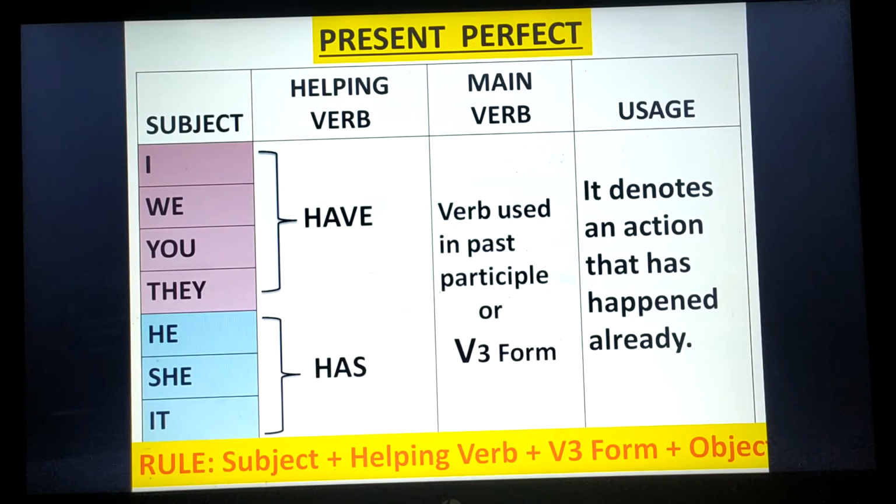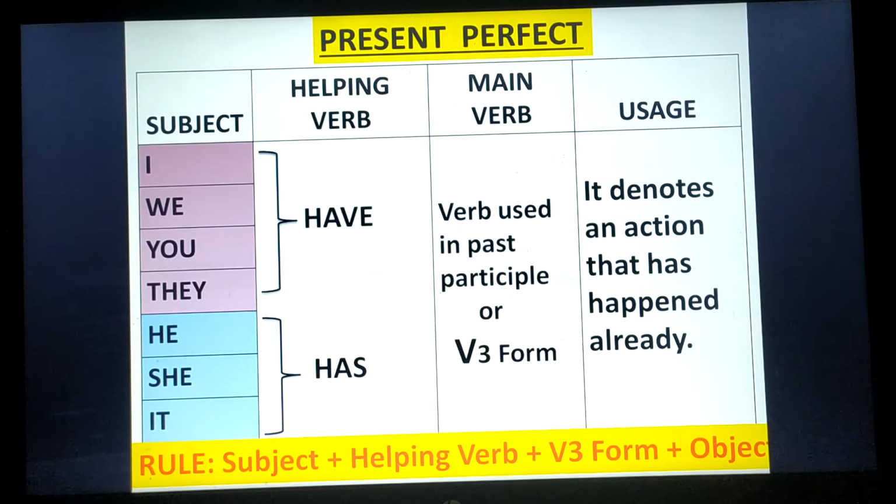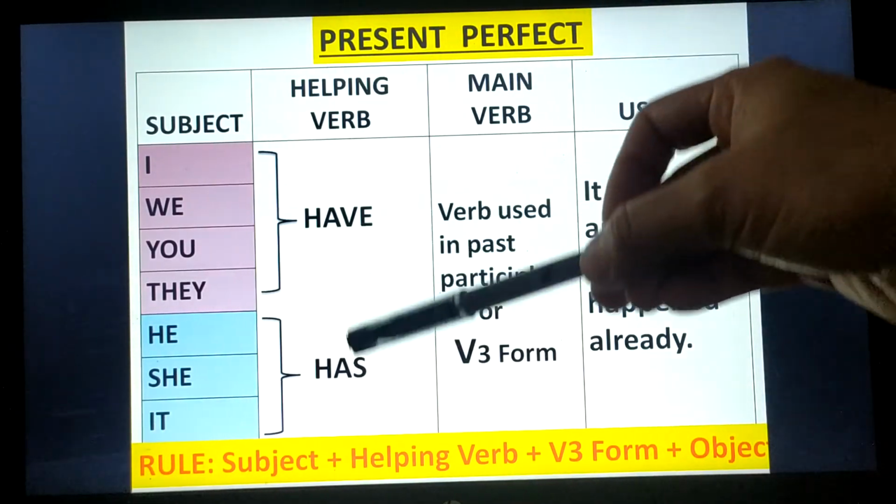Now the third one is present perfect. First of all we have to know its uses. We use it to show the action that has happened already. We make it with the help of subject, helping verb, third form of the verb and object. First of all the subject: I, we, you, they, he, she, it, as you know, and apart from that we can take anyone's name also, right? And the helping verbs in this case are have and has.